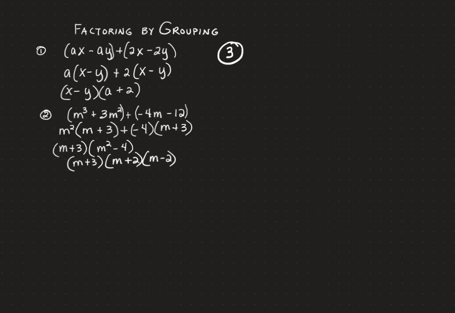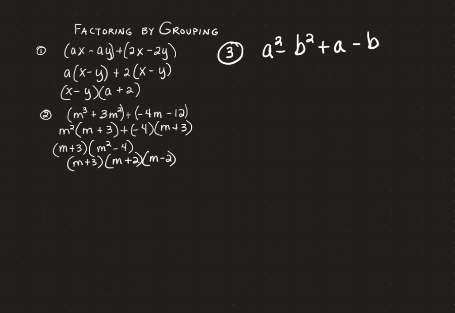Example number 3. A squared minus b squared plus a minus b. Let's see what we can do here. Now this is one of those cases where there are multiple ways to work the problem. So we do it one way, then I will do it another way.